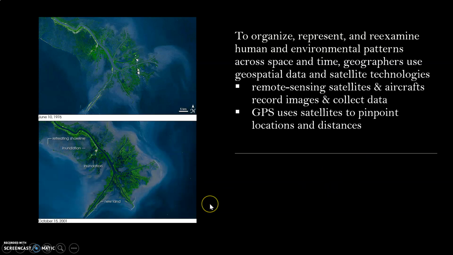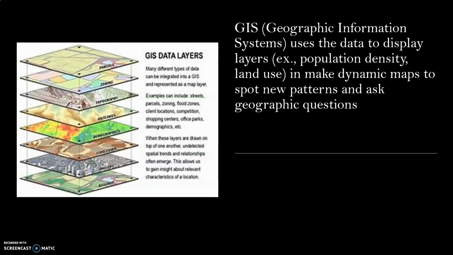So here, this image, this is remote sensing. And so this right here is the Mississippi Delta. So this is at New Orleans in 1976. And then this is how it has changed by 2001. So you can see that there's this land right here, which is submerged underwater, has increased. So there is new land. There's some retreating shoreline here. So you can see the shoreline has gotten smaller. So by using this remote sensing satellites, we can actually compare patterns on the Earth's surface over time.